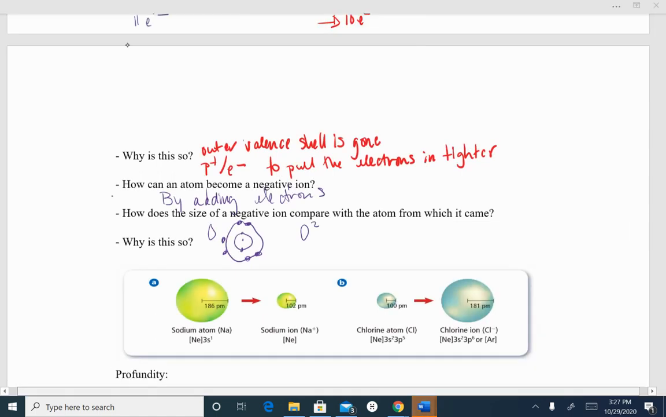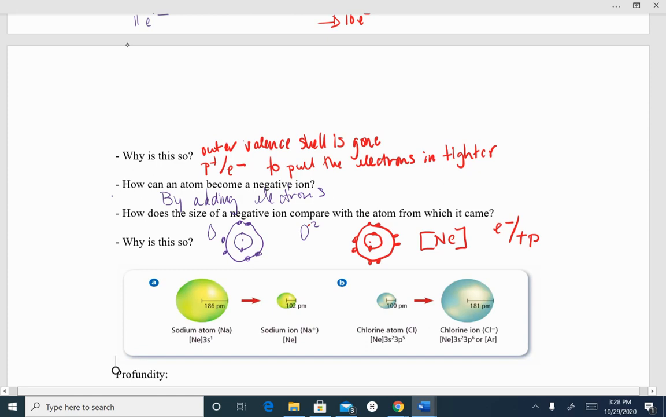If I do that, I've got my oxygen with my 1s2, and then I have all 8 of my valence electrons. That gives me the same configuration as neon, but now I have 2 extra electrons. So I have more electrons than I have protons.